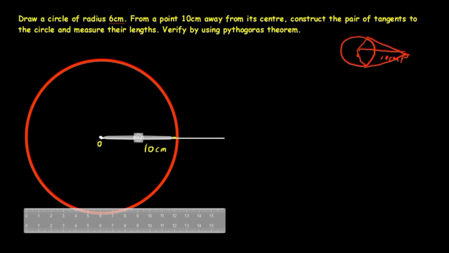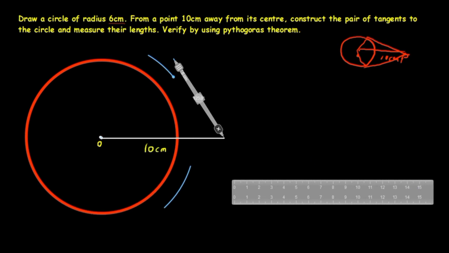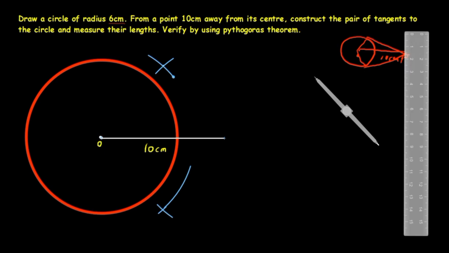Now I am going to draw a perpendicular bisector of the line OP, that is the line of 10 centimeters. So how to draw that? By taking more than half of OP, that means more than half of 10 centimeters, we should draw arcs on either side of OP. Now I should join the intersecting points with a line, and that intersecting point I have taken as M.